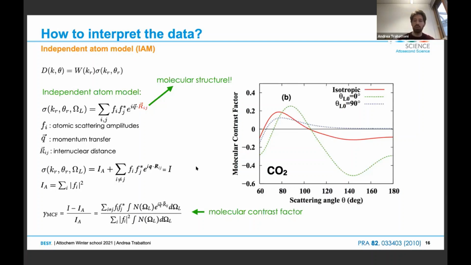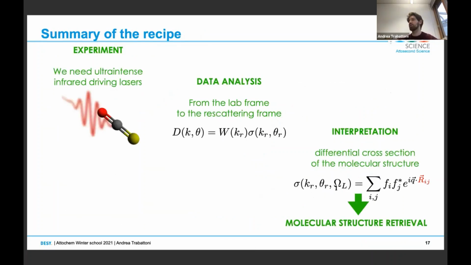Good. So I would say that now we have our recipe to perform the experiment and retrieve molecular structures. We can go to the lab. We need ultra-intense infrared driving lasers. We acquire our electrons. We analyze our electrons thanks to the quantitative rescattering theory, so we can extract the differential cross-section. And then we can interpret these differential cross-sections with an independent atom model and write down these phase terms and really retrieve the bond lengths. That is the dynamical molecular structure.